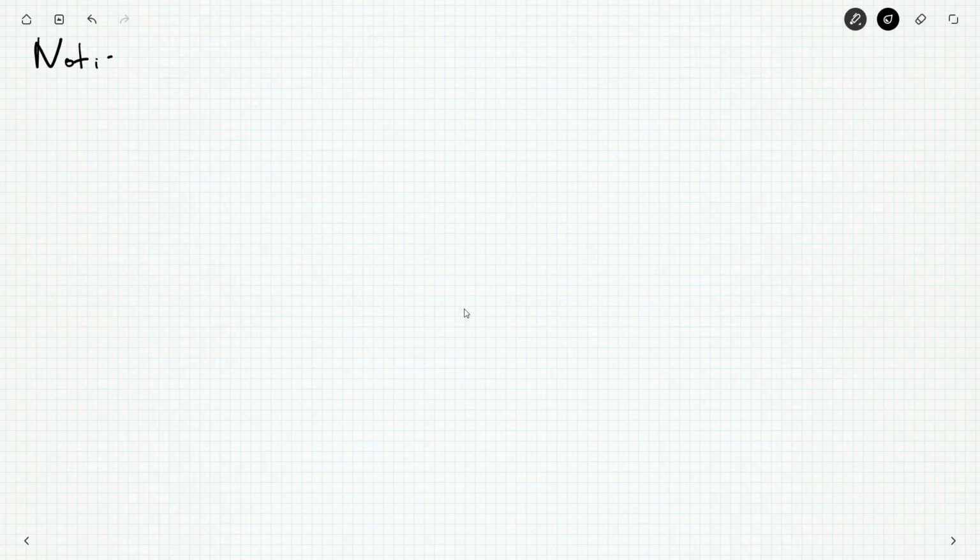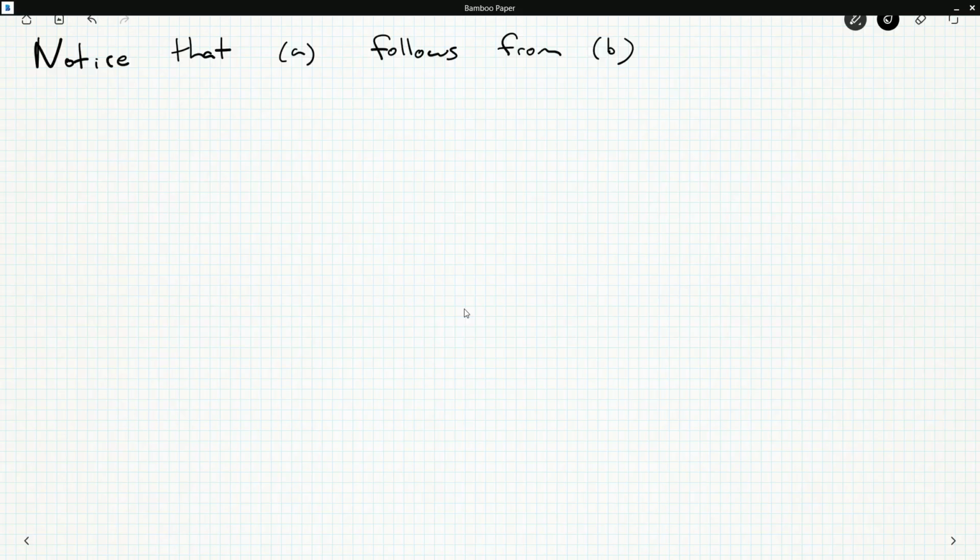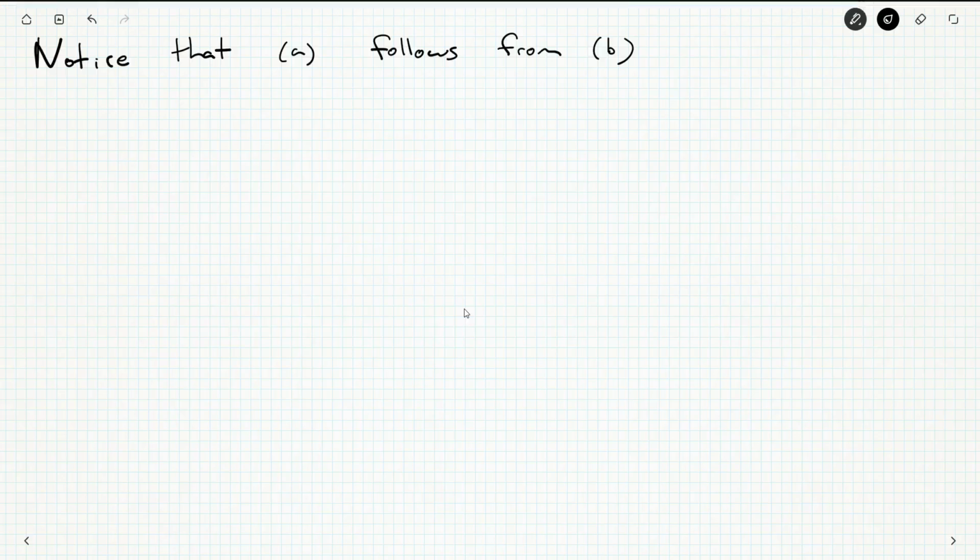So first I'm going to explain why I can do this, why I don't have to actually do b. Notice that a follows from b. Now I admit in a they are asking for a specific n. They are asking for n factorial, and so we will at the end have to work that out. So notice that a follows from b with little n equal to 3.